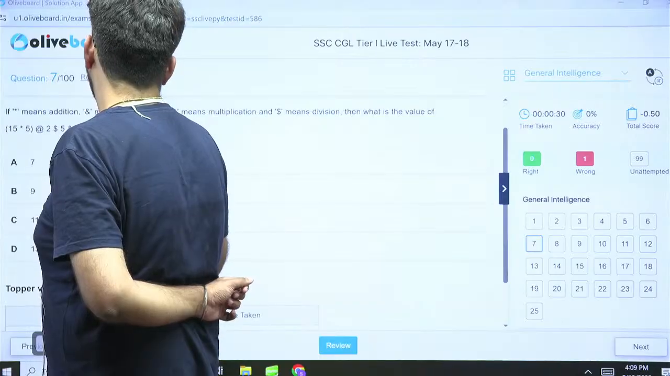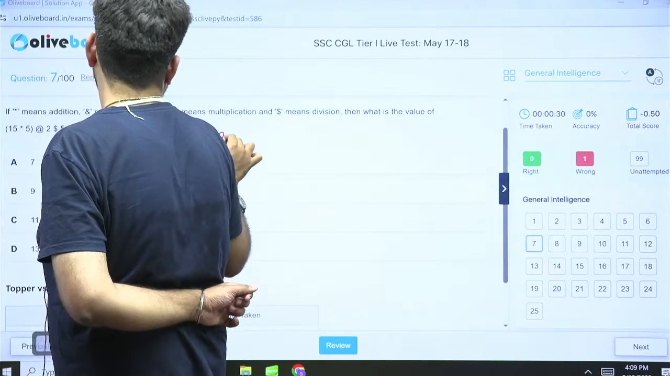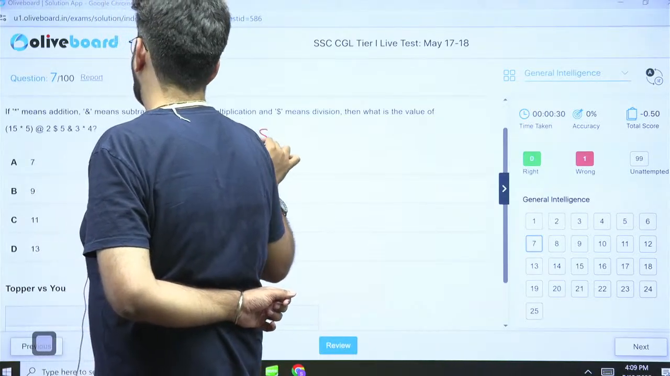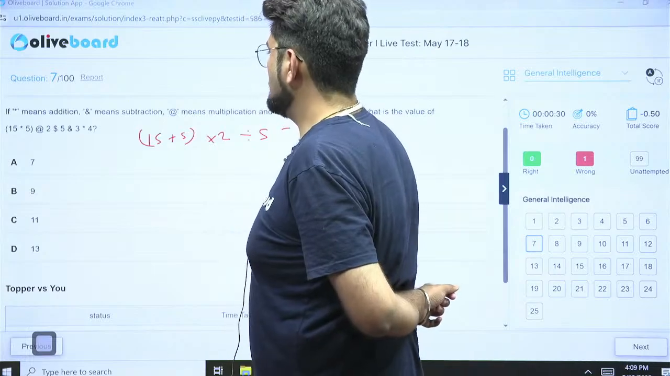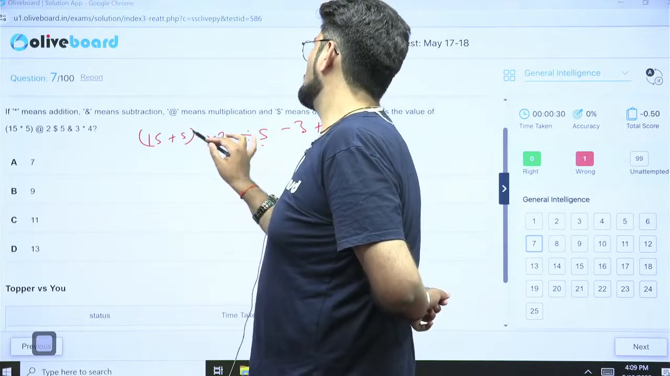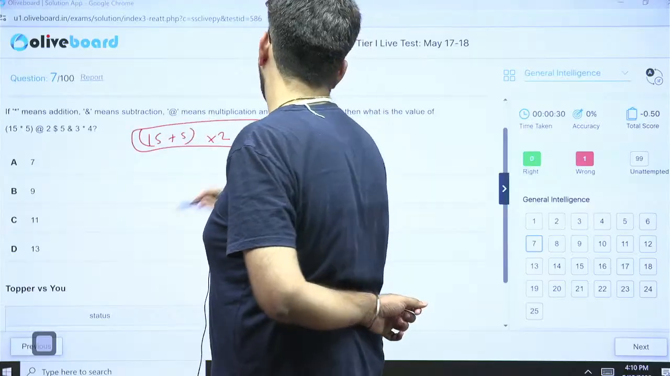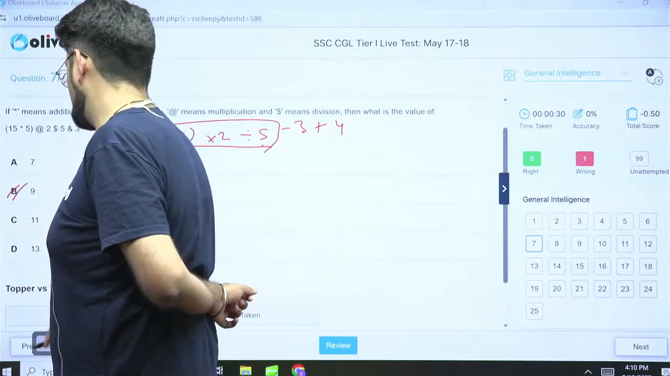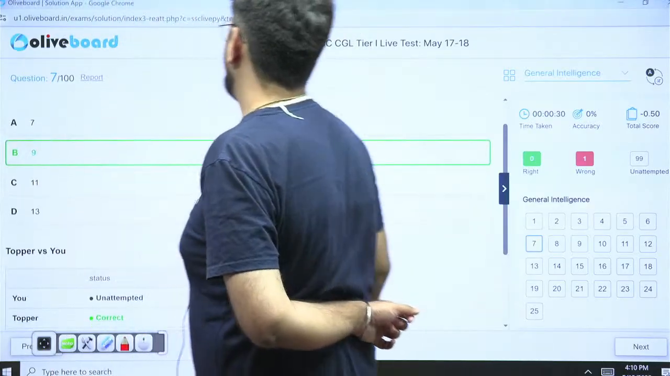(15 plus 5) multiplied by 2 divided by 5, 3 plus 4, 2 divided by 5, this is 20. So this is 4 into 2, 8. 8 plus 1, 9. Option B is the correct answer. Next, 8.